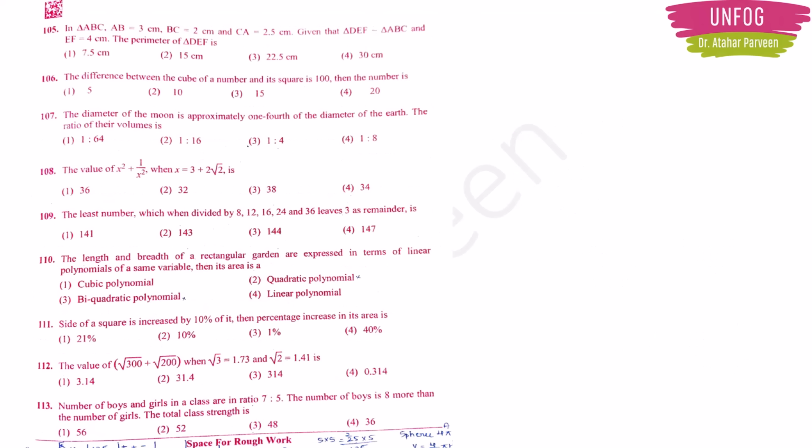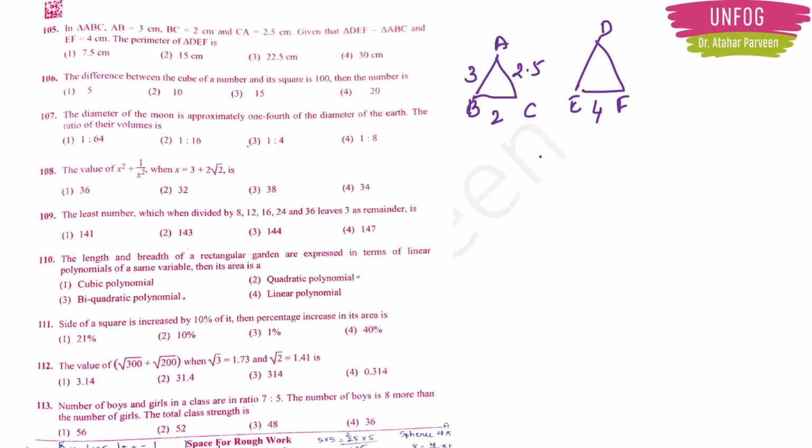Next, question number 105. In triangle ABC, AB is 3 cm, BC is 2 cm and CA is 2.5 cm. Given triangle DEF is similar to triangle ABC and EF is 4 cm. You have to find the perimeter. They are given this is 4, this is 3, this is 2, this is 2.5.